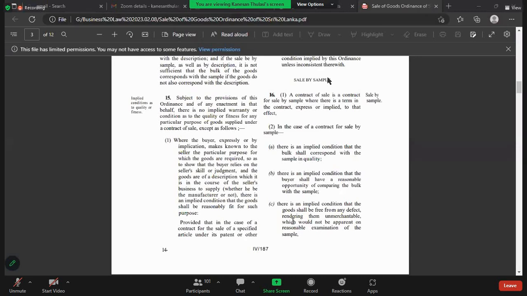One is under the Sale of Goods Ordinance. I made a problem-solving question. For 100 marks, it contains two questions: one question for 60 marks and the other for 40 marks, altogether 100. Now I have to check how many marks I need to give for the assessment. The other two assessments should be a presentation and maybe a Viva. So you need to study on that.